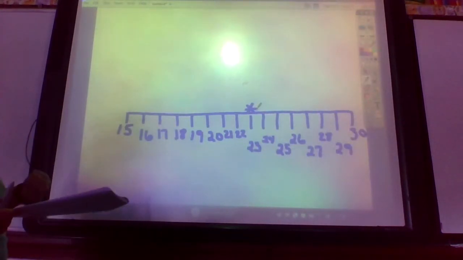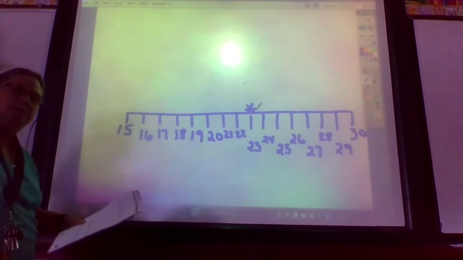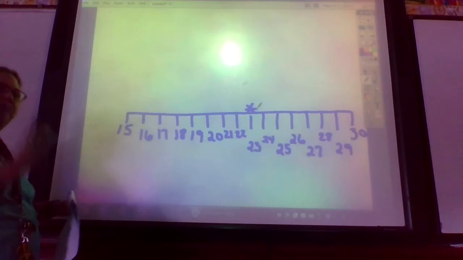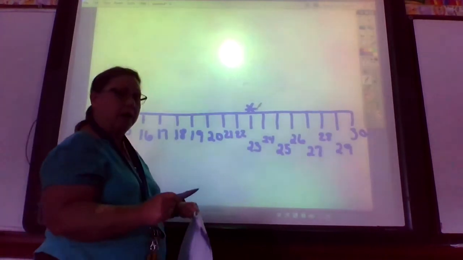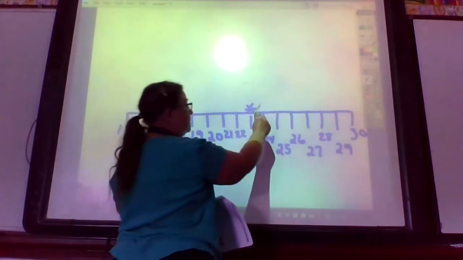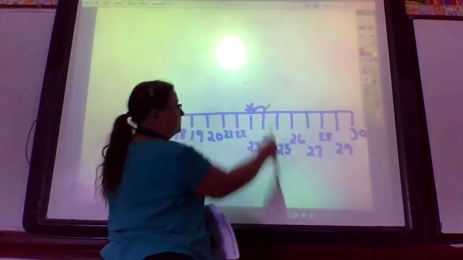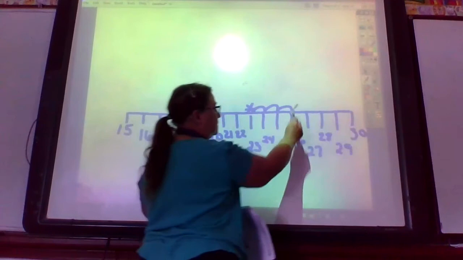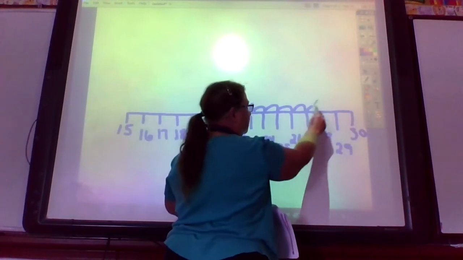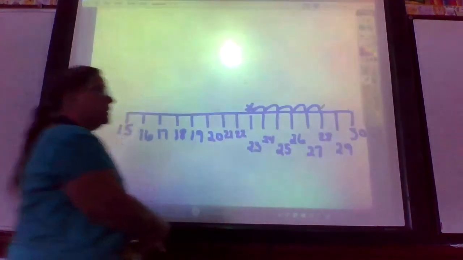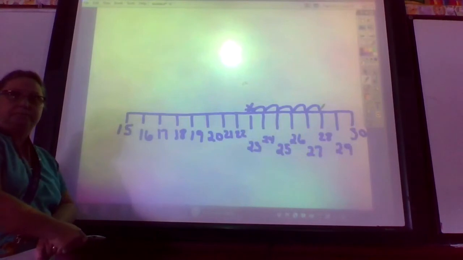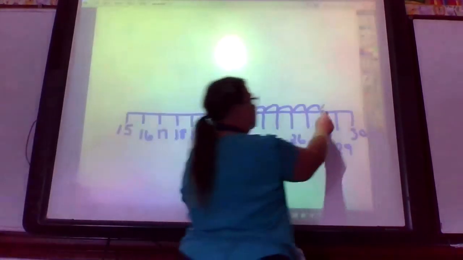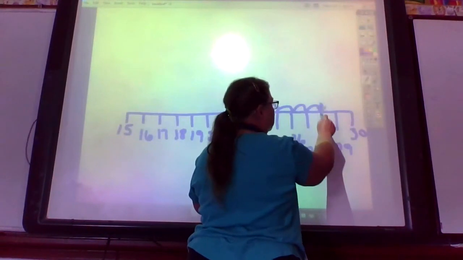It says he went forward 5 hops. 1, 2, 3, 4, 5. He hopped forward 5 hops. So we're going to make him hop 5 times. 1, 2, 3, 4, 5. Now my cricket is at 28. He's at 28. So there's my cricket now. Here's my cricket now, 28.